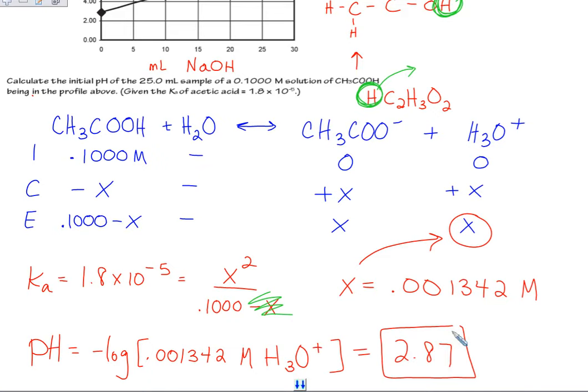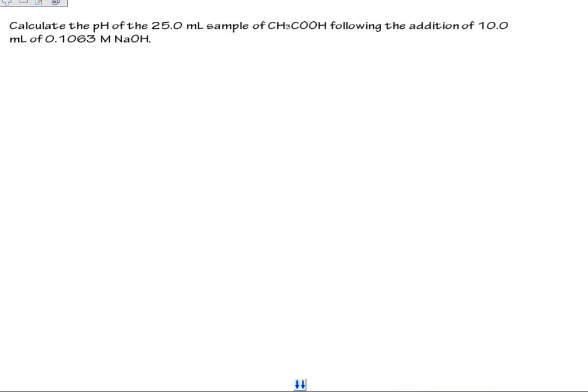It looks relatively accurate. If I just glance up at the graph, initially we're probably somewhere between 2 and 4. Seems about right. Okay, so that wasn't so bad, just a typical weak acid. Now let's add the base.